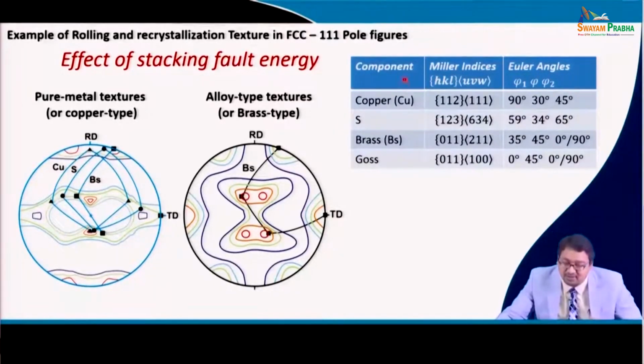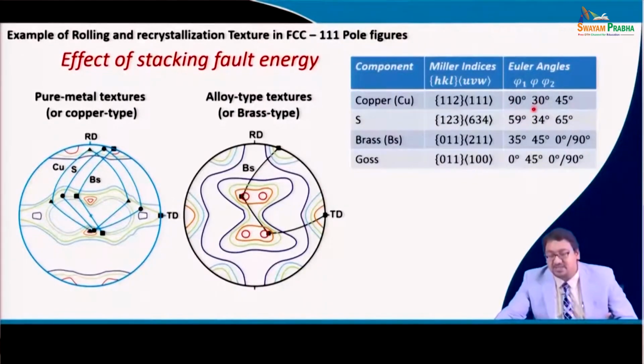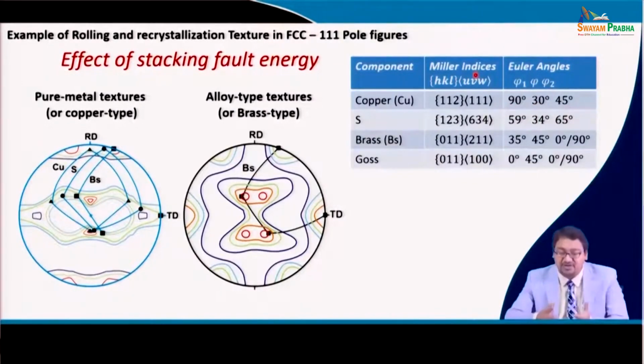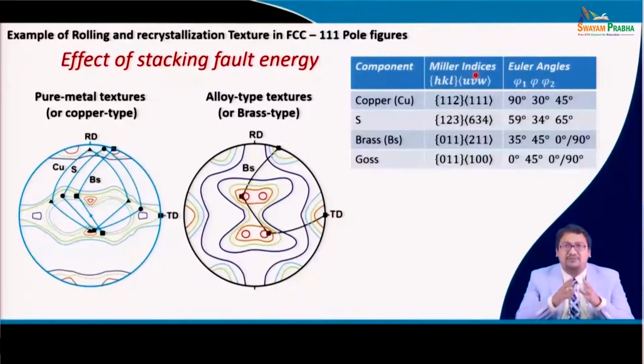So, the position of the copper texture in terms of Euler angles, say it is 90 degree, 30 degree and 45 degrees for phi 1, phi, phi 2. For the S it is 59, 34 and 65 degrees for phi 1, phi, phi 2. Brass forms at 35, 45 and 0 and 90 degrees at phi 2. Gauss forms at 0, 45 and 0 and 90 degrees at phi 1, phi, phi 2, right. So, these are the information of the experimental texture that develops in the face centered cubic material during rolling process.